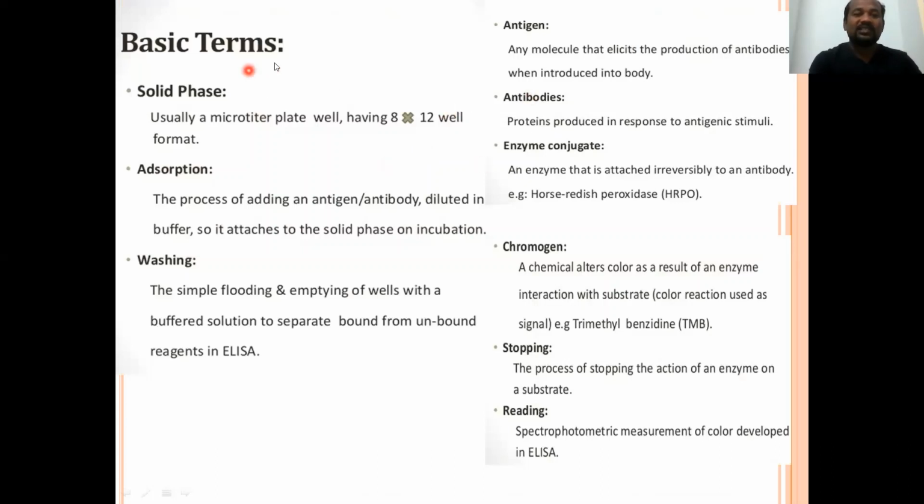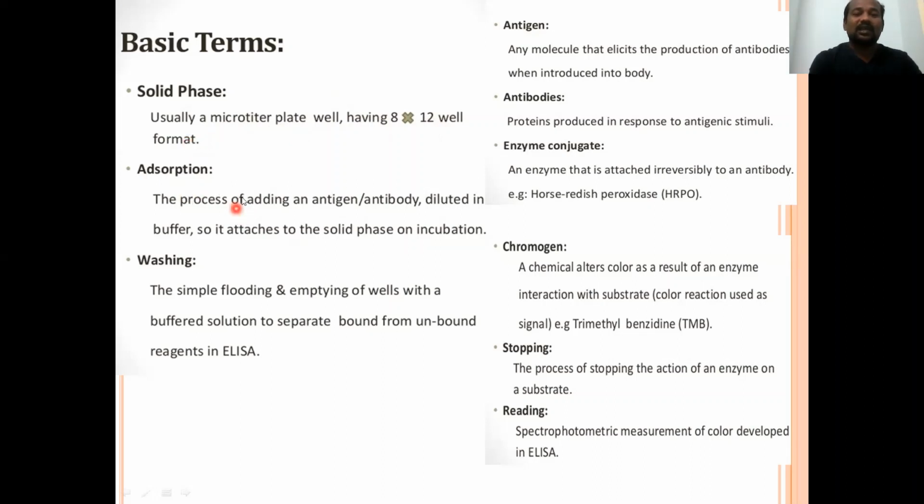So these are the basic terms involved in the ELISA test: solid phase, adsorption, washing, antigen, antibodies, enzyme conjugate, chromogen, stopping, and reading. So these are the basic terms used during the ELISA test. Solid phase means the microtiter plate which is used to detect the antibodies in the ELISA test. So this solid plate is a plastic plate having an 8 by 12 well format.